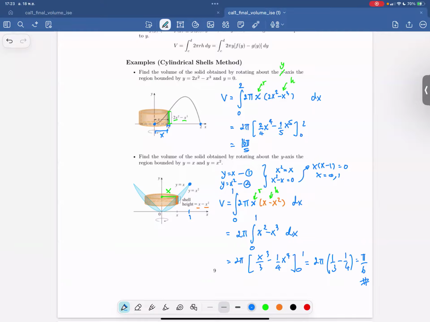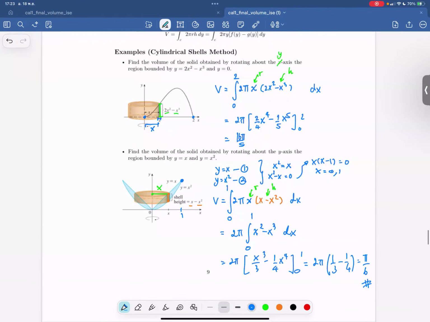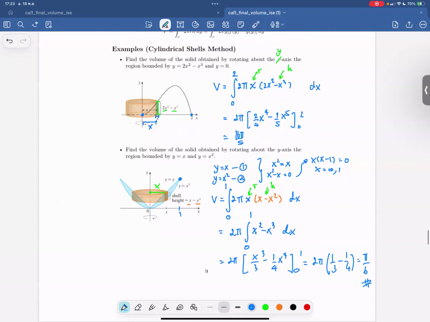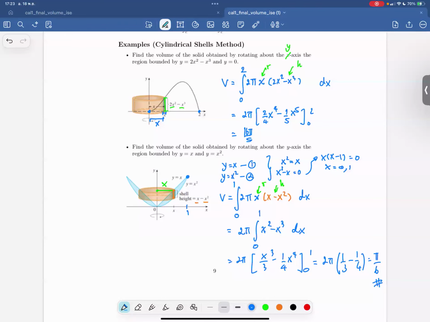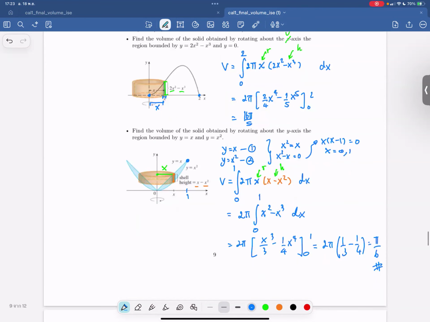Is there any question so far? Okay, so we move to the exercise.